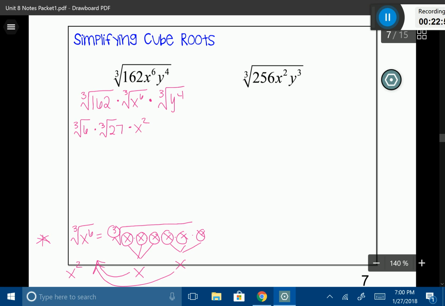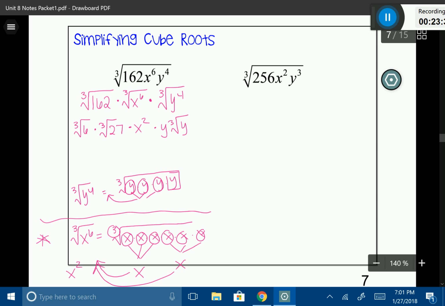Let me do that again with the y's now. So for the y's, let me give myself some room. I have the cube root of y to the 4th. So again, this is like saying the cube root of y times y times y times y. Let's see how many triplets I can make. I can make 1, 2, 3. So I'm going to take that y and pull it out front. If I pull it out front, that leaves me with 1 y out front, and then underneath the cube radical, there's 1 y left, which is this one I'm boxing. So that's how you simplify that cube.